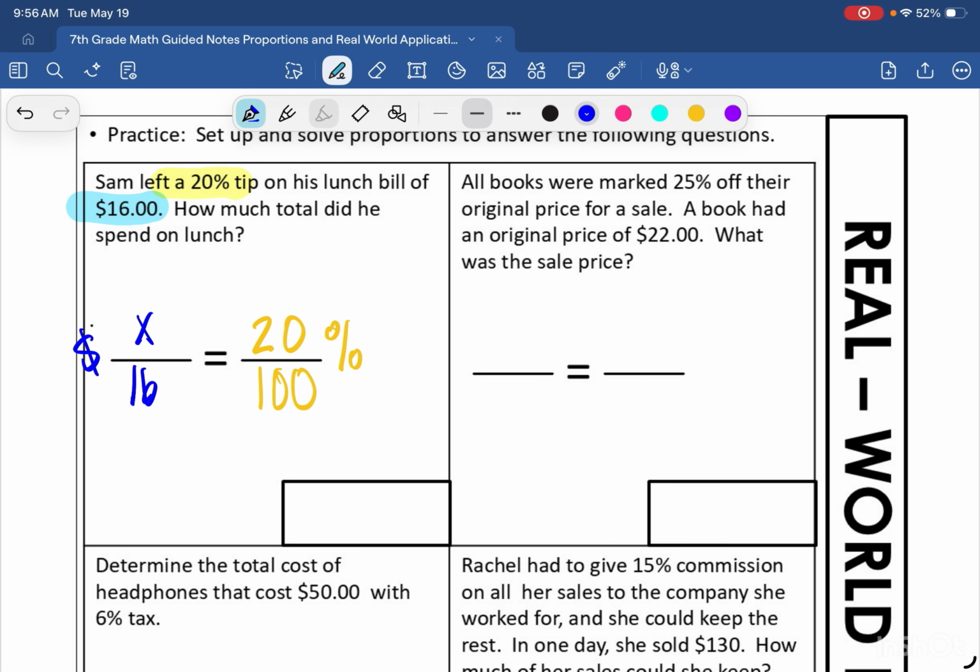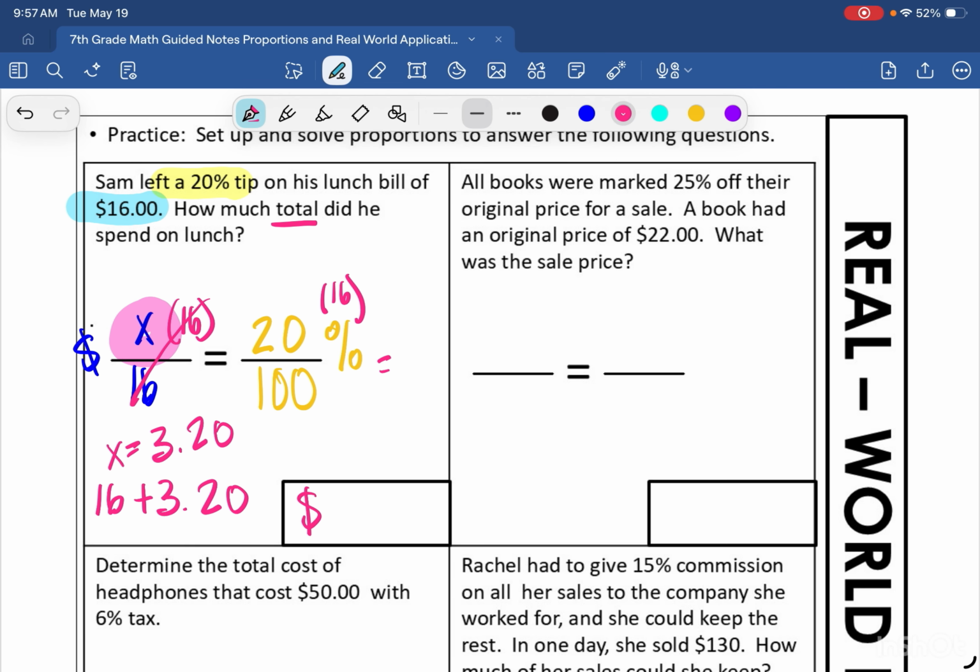Okay, my variable is in the numerator, so I'm going to multiply each side by 16. Those will cancel out. So 20 times 16 divided by 100. That tells me that x equals $3.20. Now the question says how much total did he spend on lunch? So that's going to be the amount he spent plus the tip. So 16 plus 3.20 is going to give me $19.20.